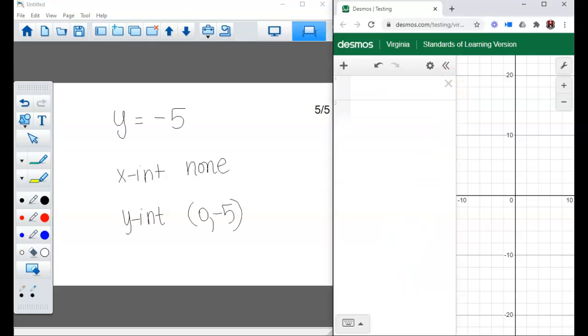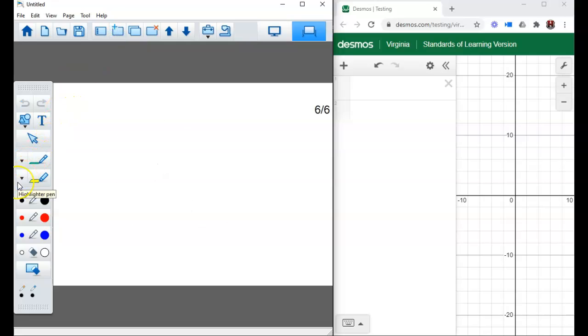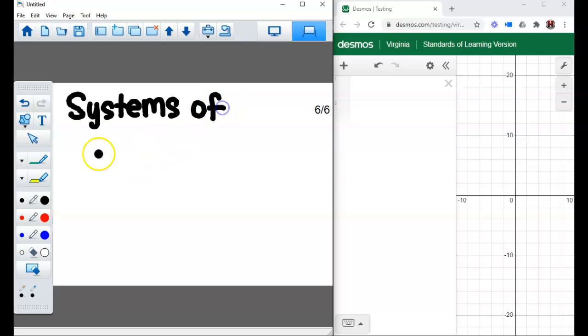All right, so now that we know a little bit about linear equations, today we're going to take this one step further, okay? We are going to talk today about systems of equations.